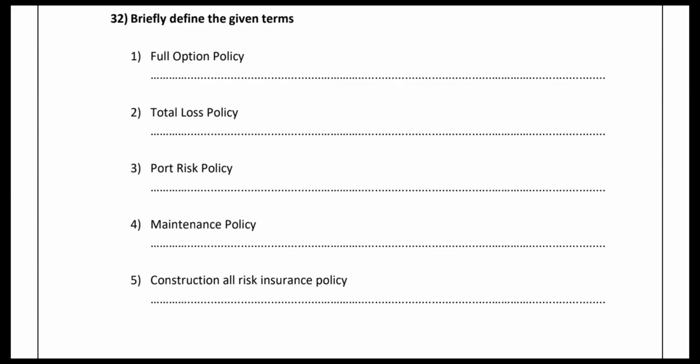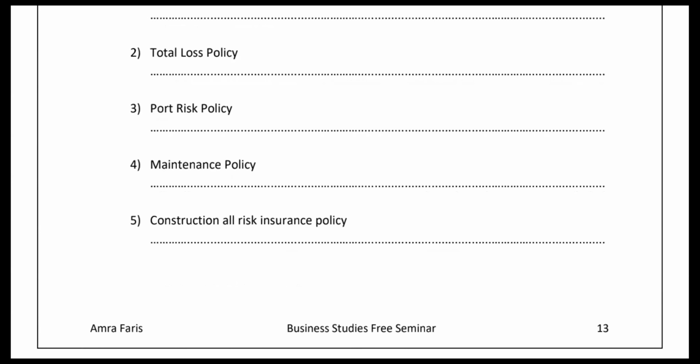Now, what is the maintenance policy? These also come under hull insurance. Maintenance policy means unexpected maintenance risks are covered. Write it down: unexpected maintenance risks are covered. Unexpected maintenance risks will be covered here, which is the maintenance policy.